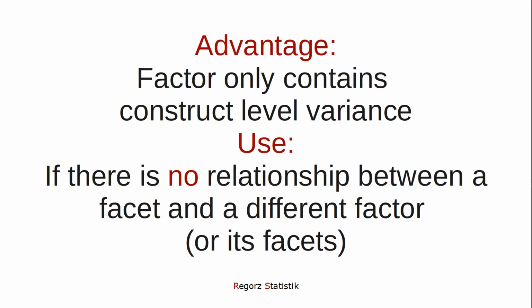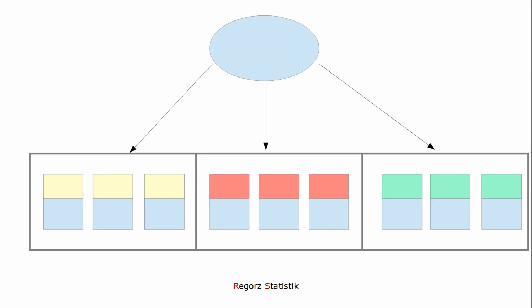The advantage of that: the factor only contains construct-level variance and not facet or subfactor variance as well. We use it if there is no relationship between a facet and a different factor, or a facet and a facet of a different factor. Let's look at the reason for that.